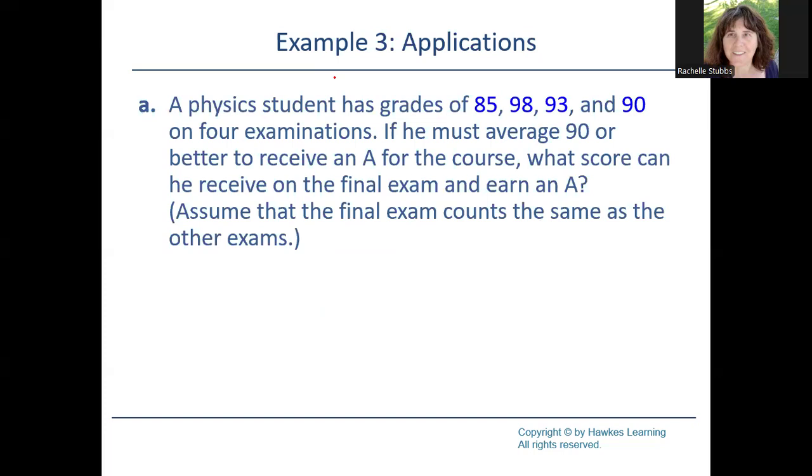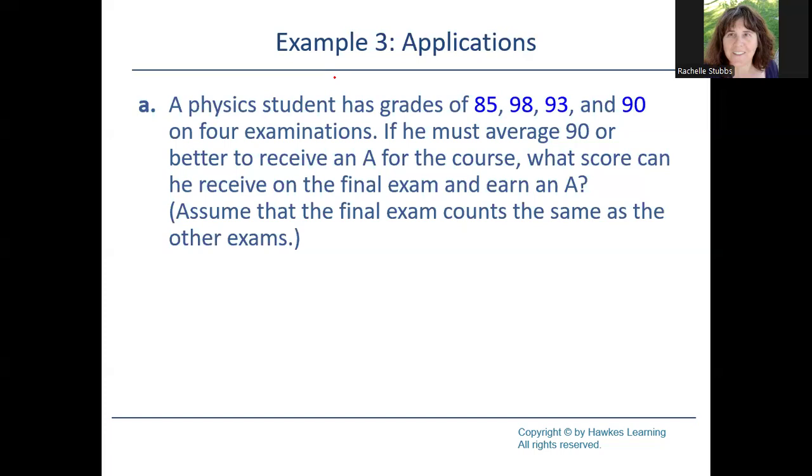Okay, so here we have a physics student. We could say it's a math student, who has grades on their quizzes of 85, 98, 93, and 90 on 4 examinations. If he must average 90 or better to receive an A for the course, what score can he receive on the final exam and earn an A? Assuming that they're not weighted. Okay, your final exam would otherwise be worth more than the other exams.